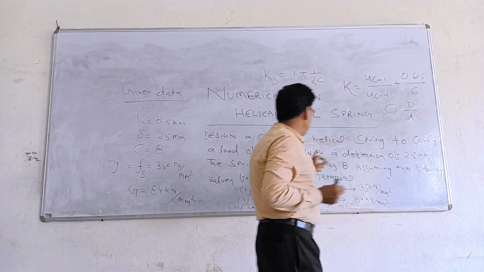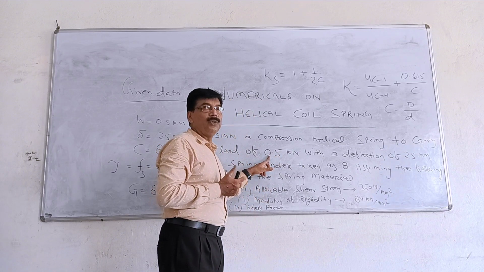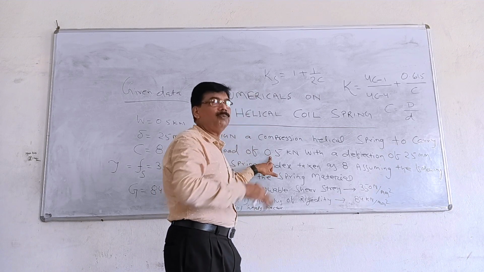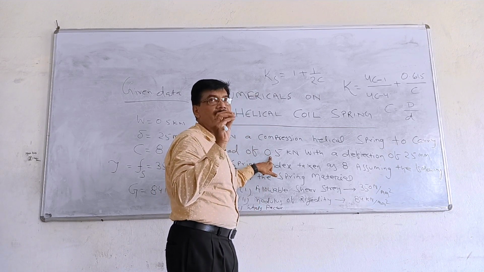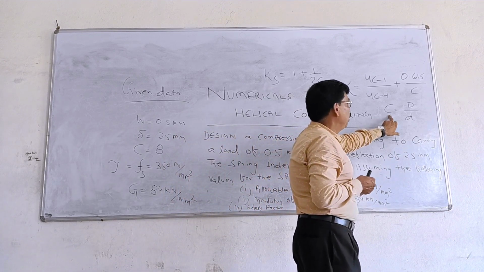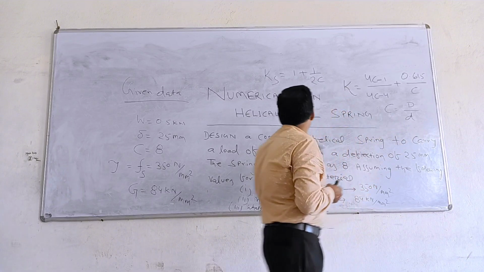So depending upon W, load value 0.5 kN, a very high load value, we have to decide, mathematically find out, what will be the value of d. Okay, so let us proceed to the numericals. C value given, capital D by small d. That C value is given as 8.